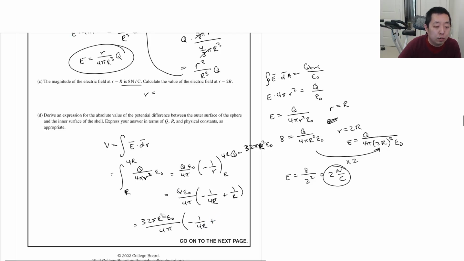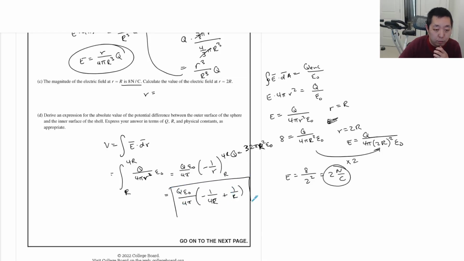Oh, actually, they said in terms of Q, R, and physical constants. So this would be fine. You could just leave it like that, or you could simplify that if you wanted to. That would be fine though.